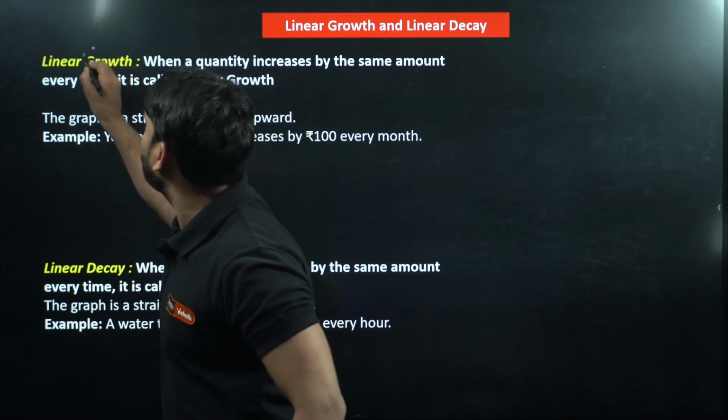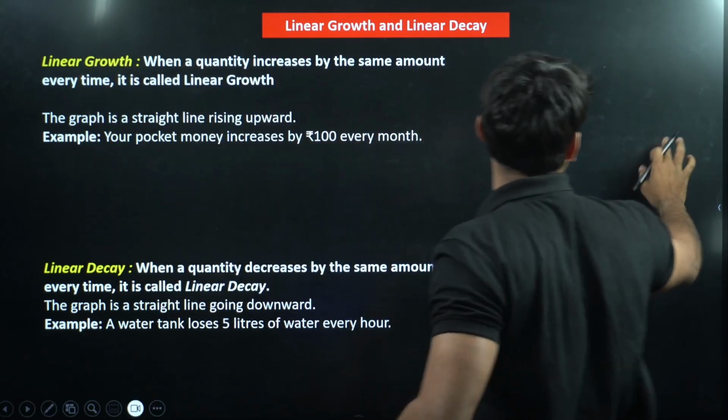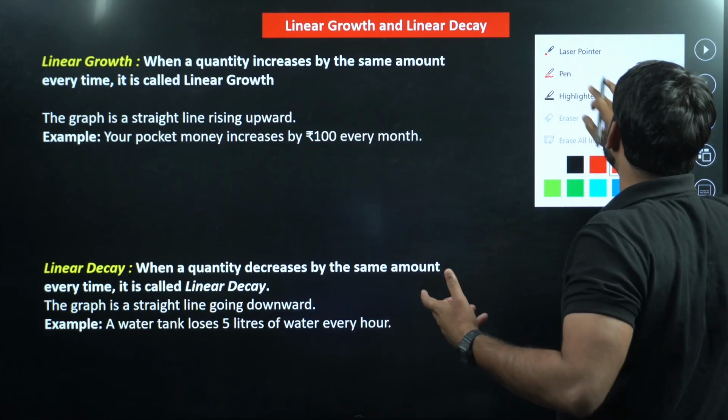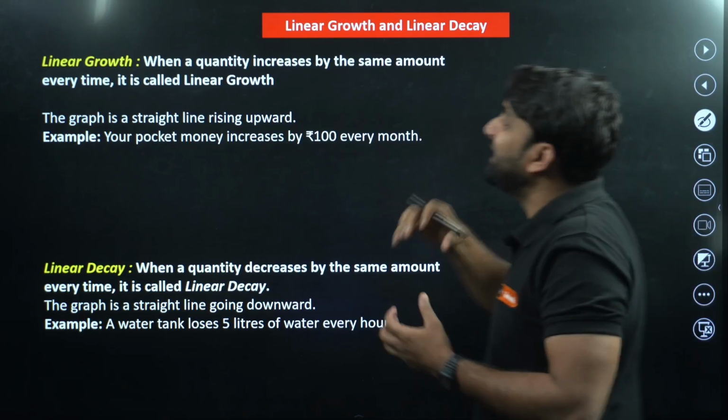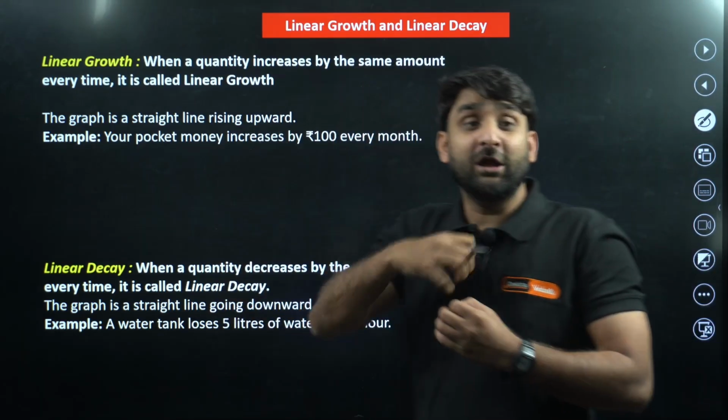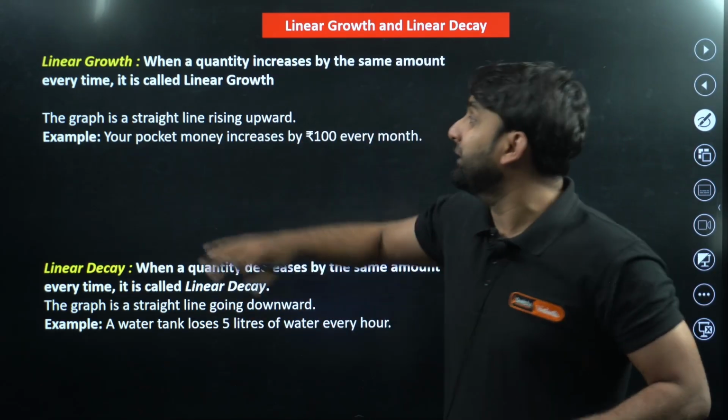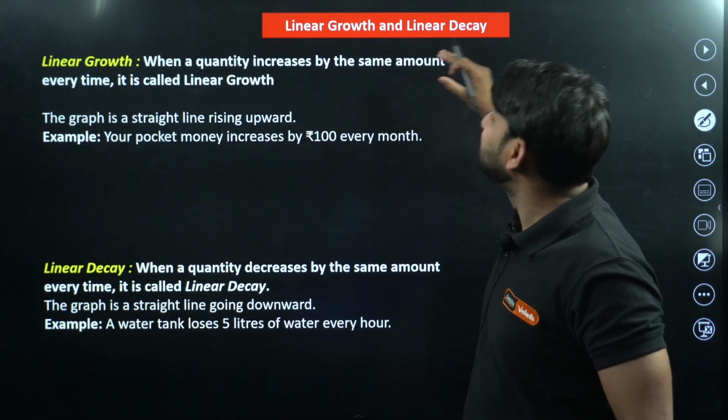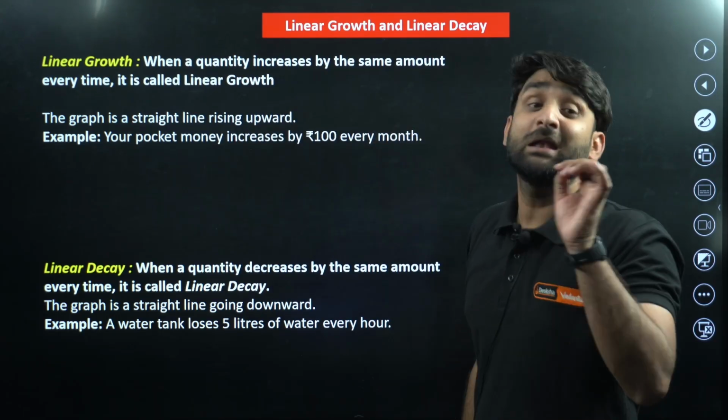We all know growth means what? When something is increasing, something is growing, right? But linear means what? Linear indicates something is increasing but with an equal rate, with very equal speed. So when a quantity increases by the same amount every time, it is called linear growth.